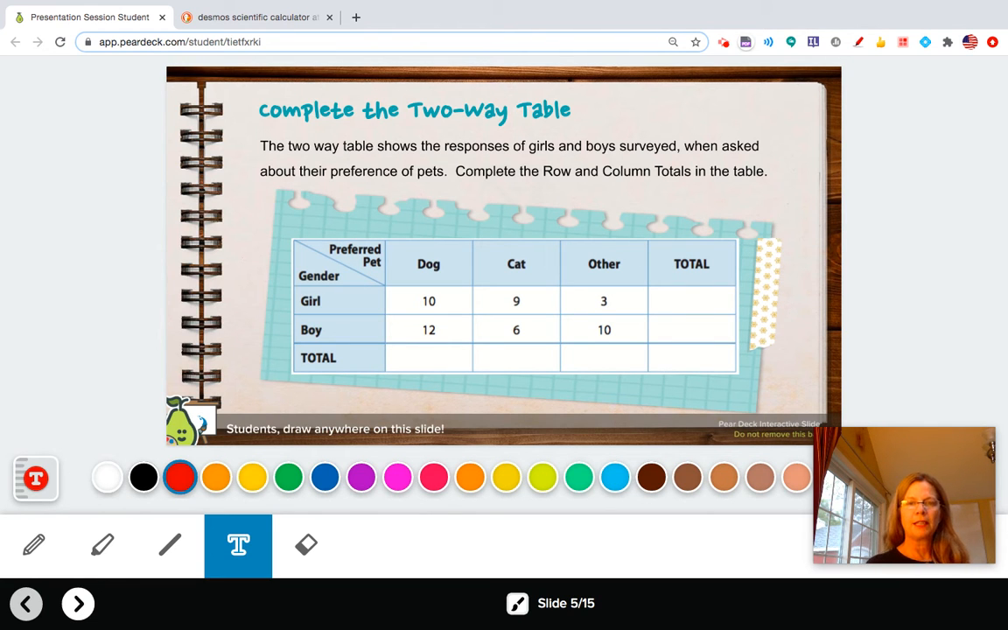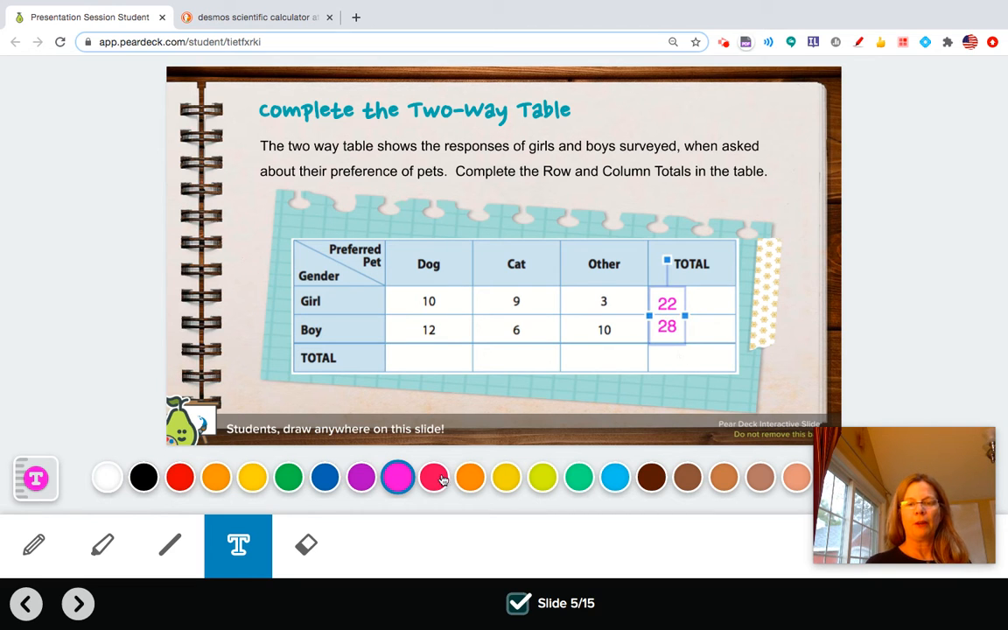So here's our first example where we have to complete the two-way table. It shows the responses of girls and boys who were surveyed when asked about their preference of pets. We're going to complete the row and column totals along with the grand total in the table. I'm going to start with pink, and that'll be my total number of girls. That's 19 plus 3 is 22. And the total number of boys, 18 plus 10 is 28.